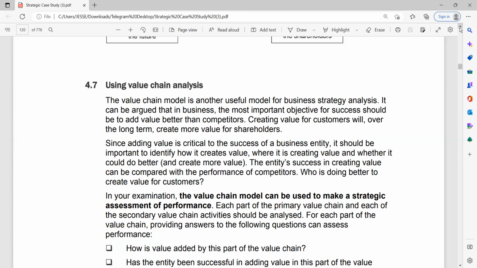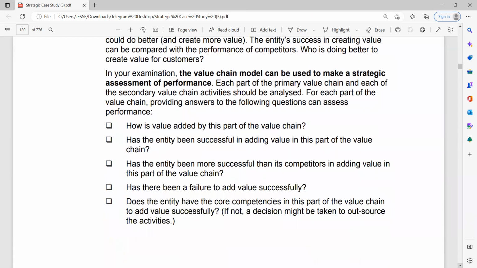If you pick inbound logistics, how well are we receiving and handling materials from suppliers? If you pick marketing and sales, how well are we doing our advertising? Is it really resonating with our potential customer? For each part of the value chain, providing answers to the following questions can help assess performance. These questions are critical, and I'll go through some of them. There are many more questions you could ask yourself.